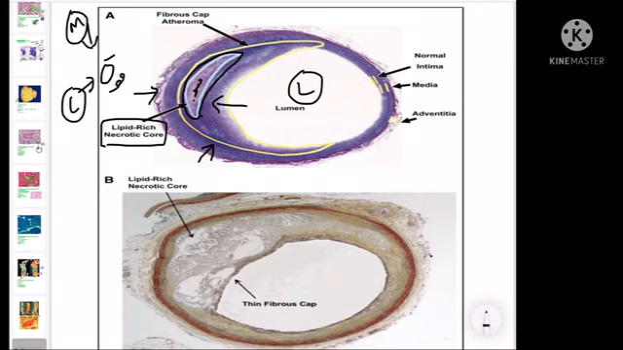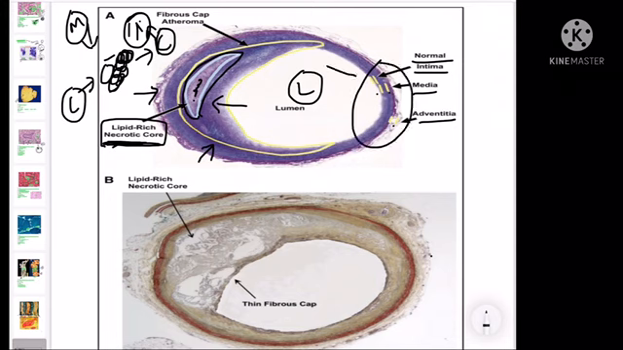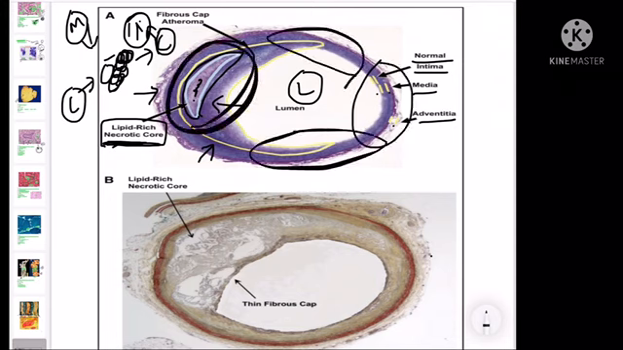These macrophages cause damaging engulfing of the lipid along with the release of different sorts of cytokines, and that initiates an inflammatory response. That is the necrotic area. So that's why they are saying that it's a lipid rich necrotic core. Now the tunica intima here is normal, media here is normal, adventitia here is normal. So this one is normal, here is also the normal one, and here is the affected area.